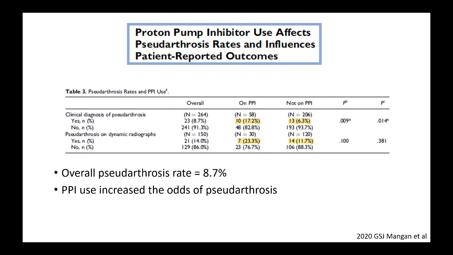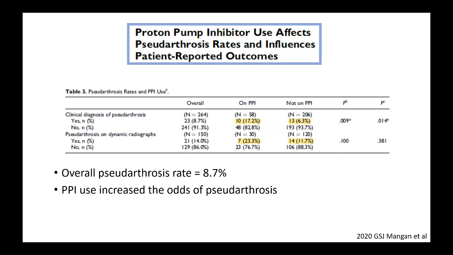This is a retrospective review of patients who underwent ACDF. Overall pseudarthrosis rate was 8.7%. When they did a logistic regression analysis, they found that PPI use increased the odds of a clinically diagnosed pseudarthrosis. However, this did not correlate with a higher revision rate or patient reported outcomes at a year.